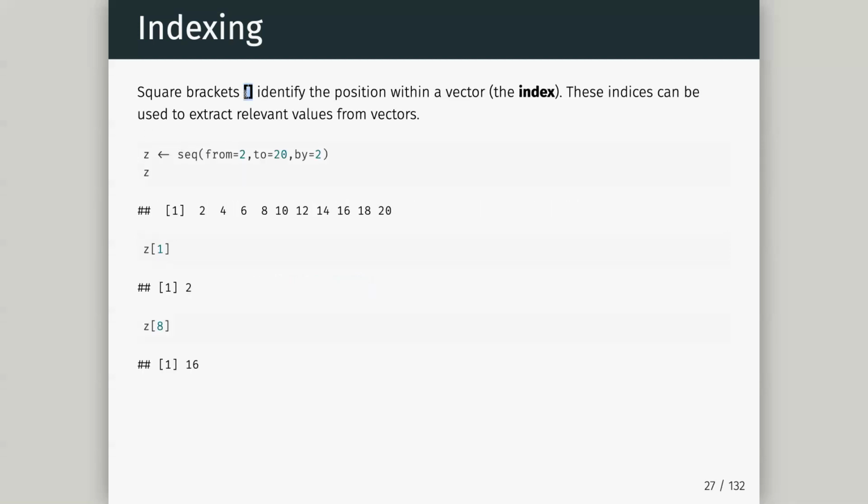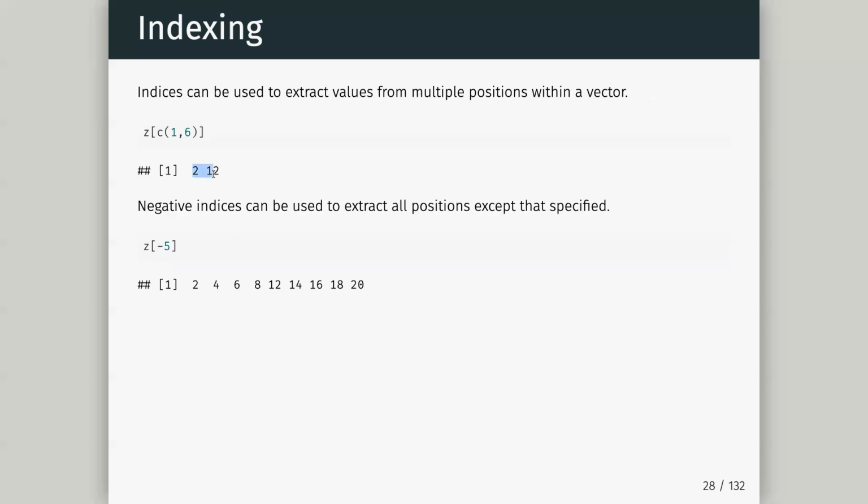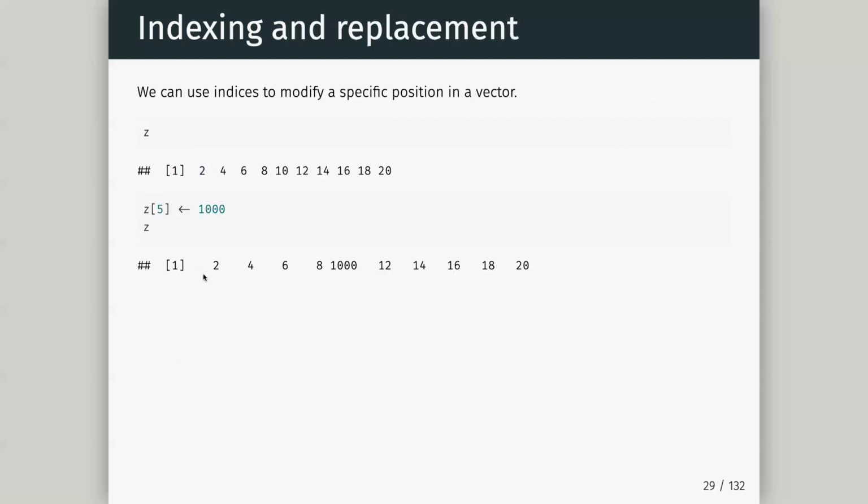So we index with square brackets, and we can provide single numbers or stretches of numbers as a vector to allow us to pull out parts from our original vector. We can then also use this with our assignment. So if I just want to change the 5th position in my vector, I just do z[5], that pulls out the 5th position, and here I can assign a new value to it. So I'm going to do the assignment, and I'll assign 1000. And now if I look across my vector, 2, 4, 6, 8, 1000.